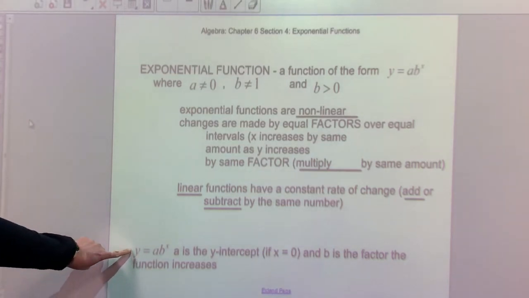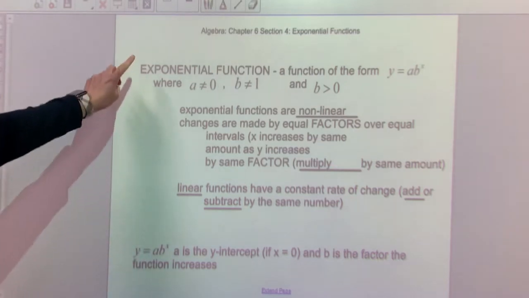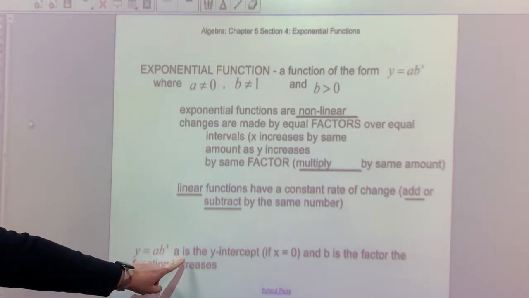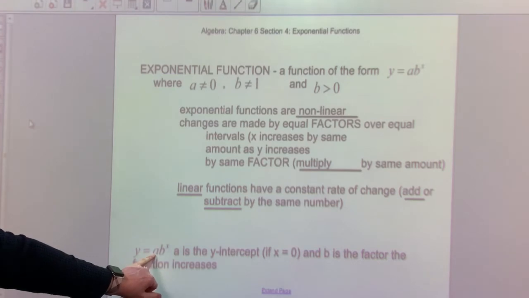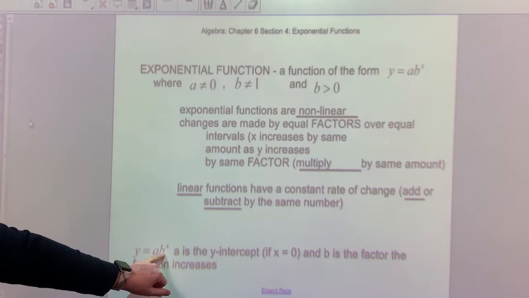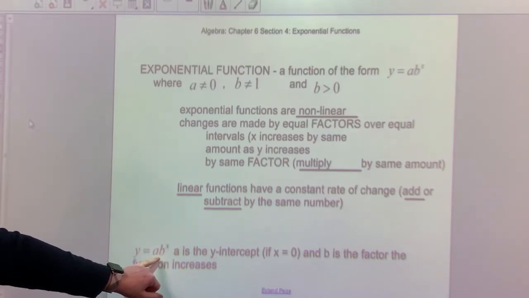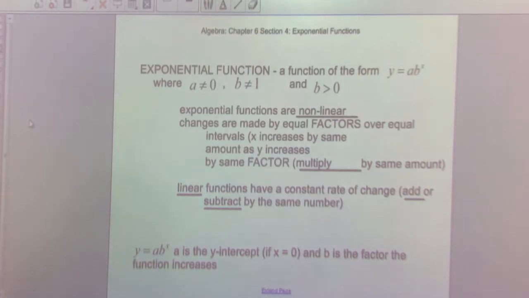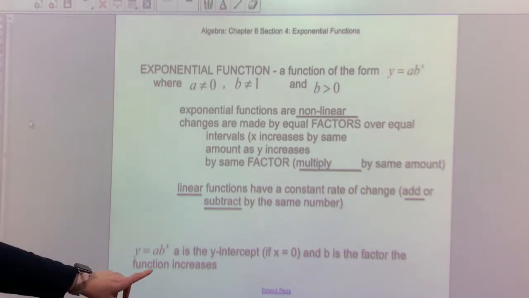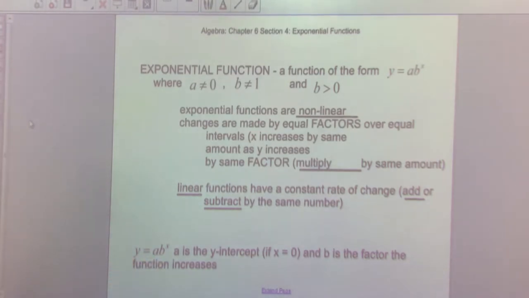Y equals a b to the x power, your exponential function equation. A is the y-intercept. So this constant that does not have the exponent, that's being multiplied by this constant with an exponent, that a is your y-intercept. B is the factor the function increases by. So if your y value is times 2, times 2, times 2, times 2, if you're looking at a table of values, your b is your 2, because that's what it's increasing by each time.